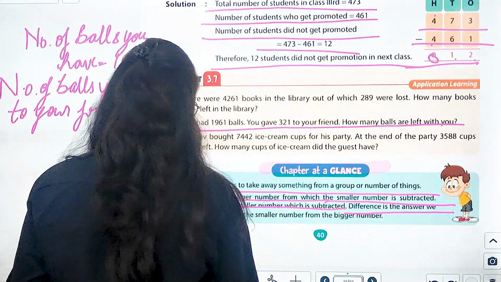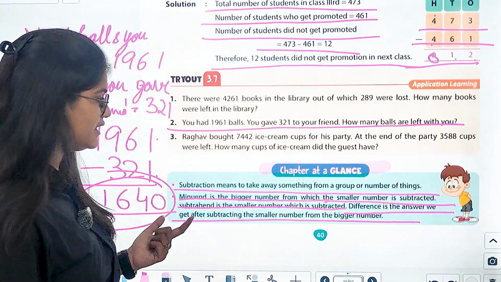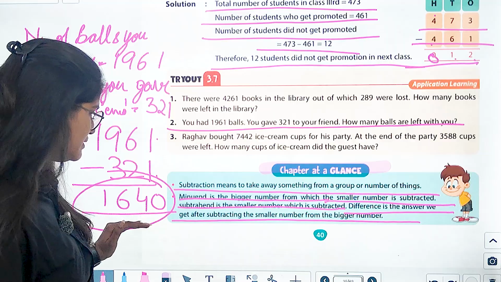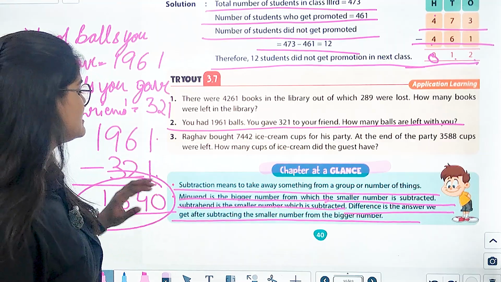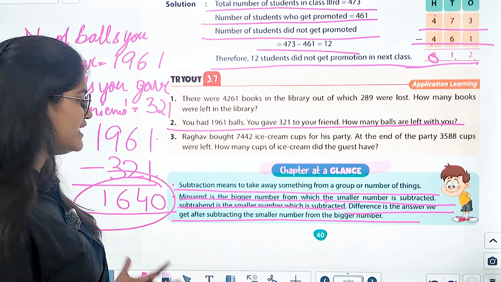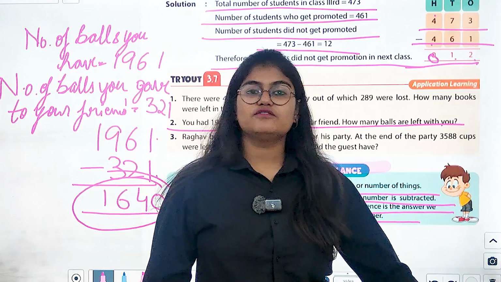Difference is the answer we get after subtracting the smaller number from the bigger number. तो difference है जो आंसर हमें मिलता है जब हम सब्ट्रैक्ट करते हैं माइन्यूएंड में से सबट्राहेंड को, राइट? उसे कहा जाता है डिफरेंस. क्लियर? So that was all about the chapter.